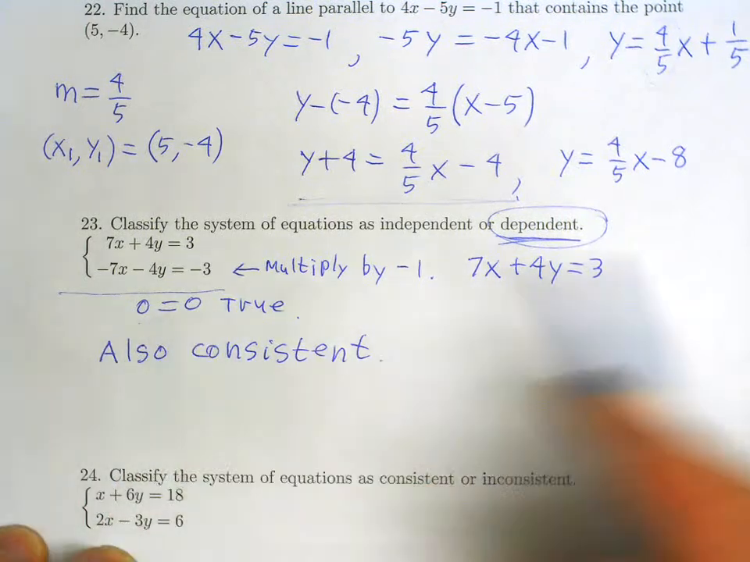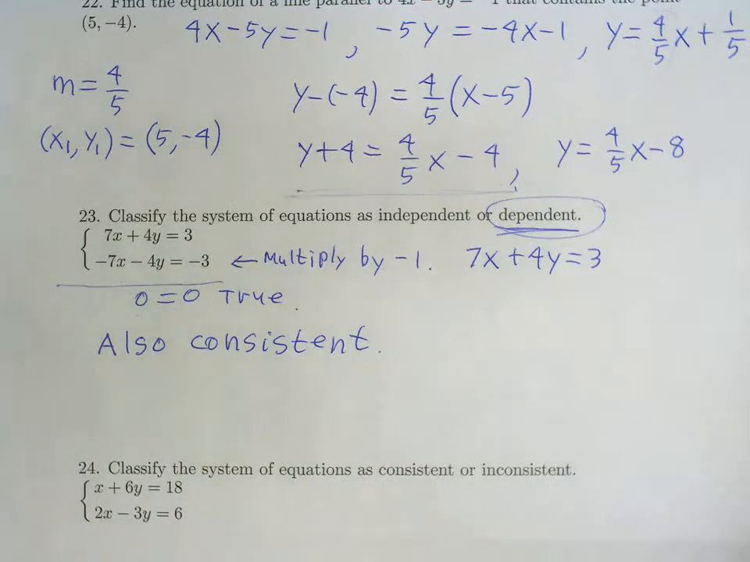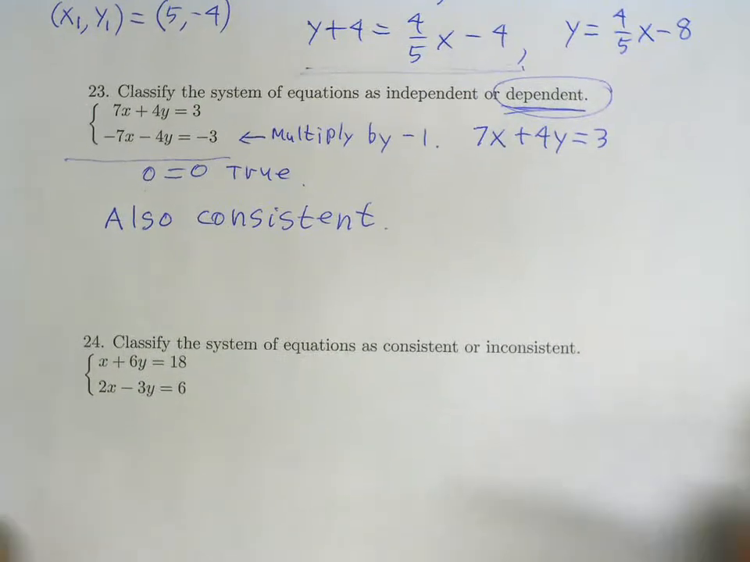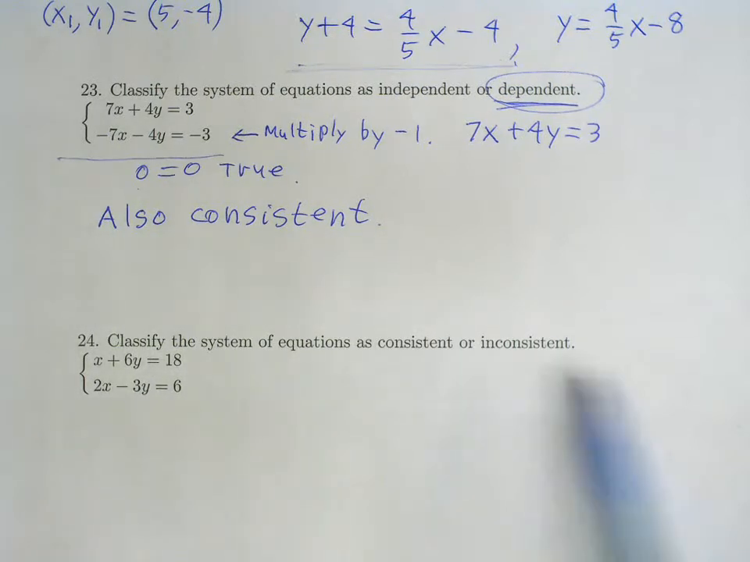0 equals 0 is certainly consistent. A number is equal to itself. Okay, number 24, classify the system of equations as consistent or inconsistent.